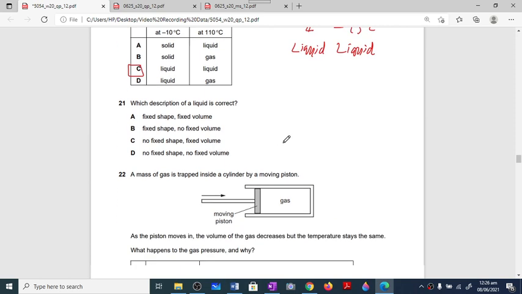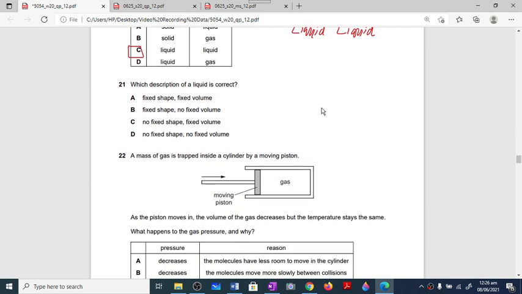Now question number 21. Which description of a liquid is correct? The liquid has no fixed shape, but it has a fixed volume. So this is basic kinetic molecular theory. For 21, option C is the valid option.